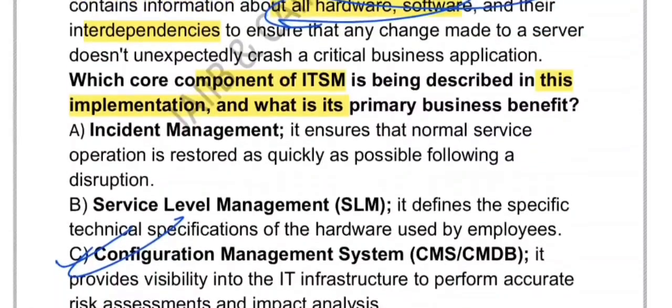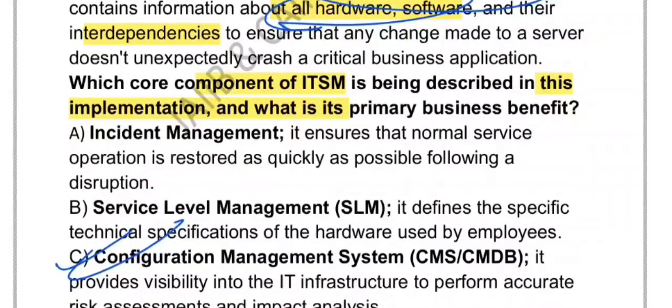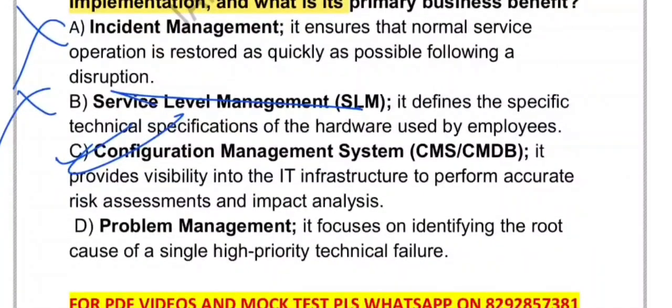Now the other options they have provided. The first one is incident management. No. Incident management focuses on restoring service quickly after a failure. It does not build infrastructure visibility. So option A is wrong. B says SLM, service level management. No, SLM deals with SLAs, uptime targets, performance metrics, not with asset relationships. D says problem management. Problem management focuses on the root cause of a recurring incident.